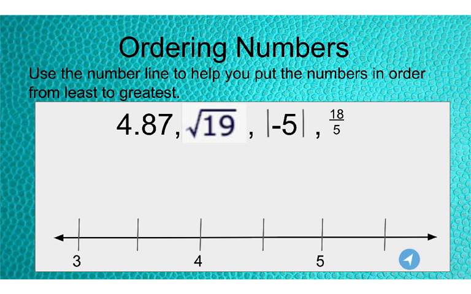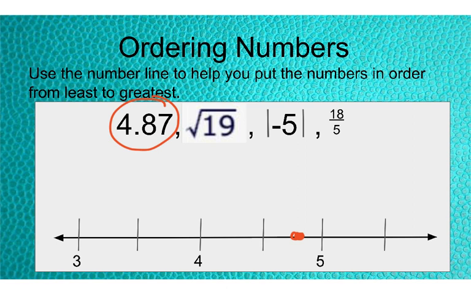Every time I move to the right, I'm getting bigger. So let's go ahead and put these numbers in order using our number line. Let's place them on here first. So 4 and 87/100ths. This one is between 4 and 5. Here's the whole number 4, here's the whole number 5, so this is about 4.5. So 4.87 would be somewhere between them, about right in here, closer to the 5.